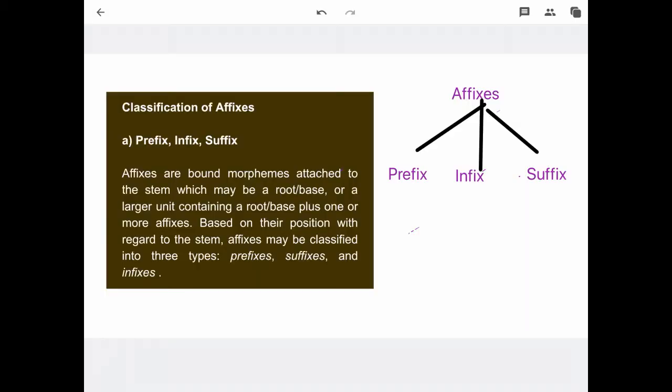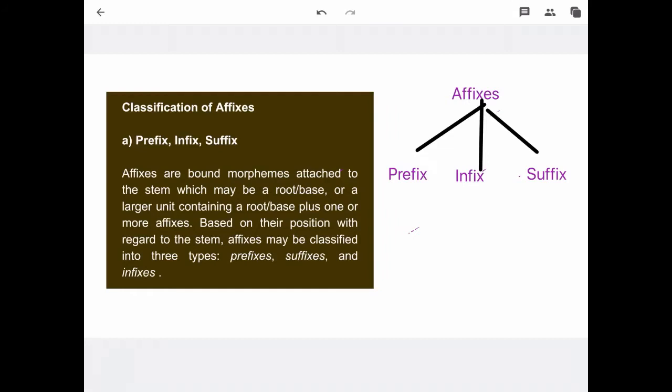In this session, let us discuss more about affixes. As you know, morphemes are classified into free and bound morphemes. Or on the basis of their structure, they can be classified as roots and affixes. So what are affixes? Affixes are bound morphemes attached to the stem, which may be a root or base, or it can be a larger unit of the stem or root plus one or more affixes.